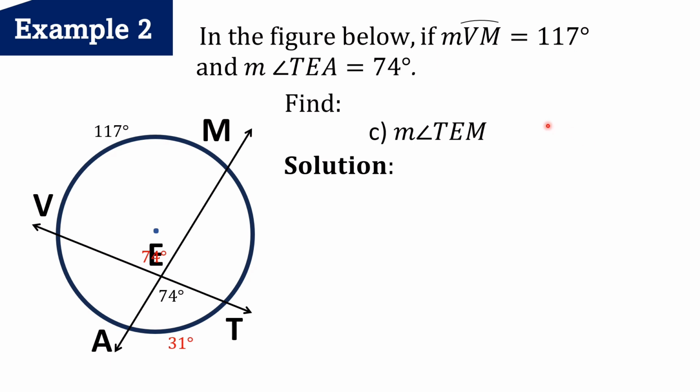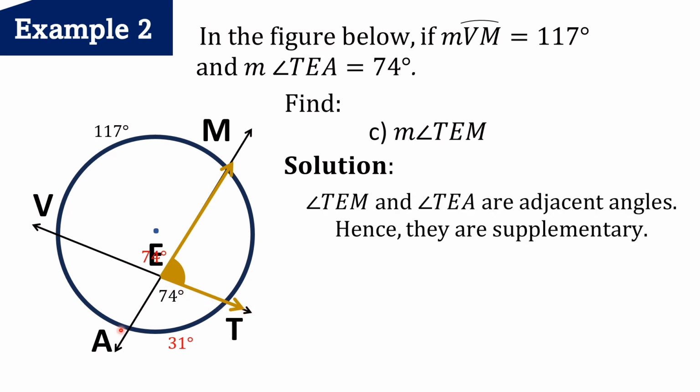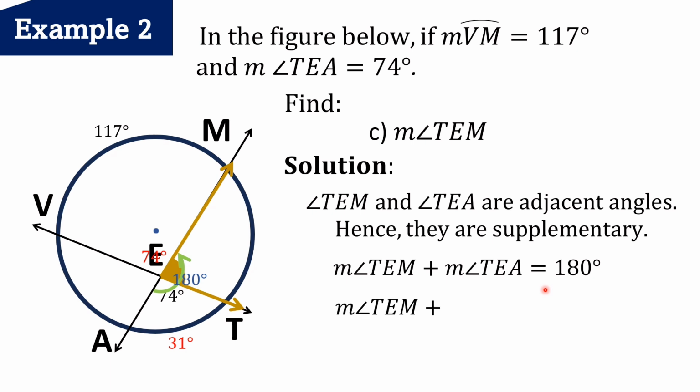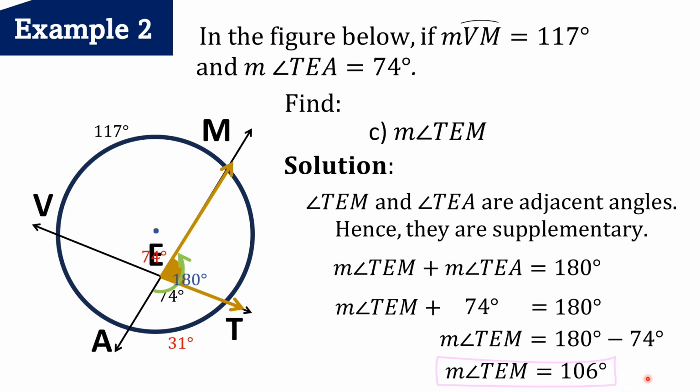Next, in example 2 is to find the measure of angle TEM. Angle TEM is adjacent to angle TEA. Hence, they are supplementary. The measure of angle TEM plus the measure of angle TEA is equal to 180 degrees. To find the measure of angle TEM, subtract 180 minus 74 degrees. Therefore, the measure of angle TEM is equal to 106 degrees.